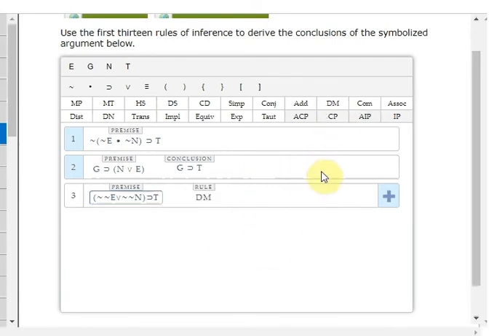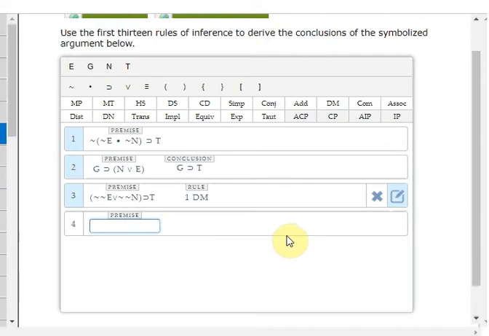So we click on DM over here, and then we also did it just on step 1, right? So we have to click on step 1 there. Okay, so that's it. That's a valid use of DeMorgan. There's a legitimate use of DeMorgan. So now we go on to the next premise.